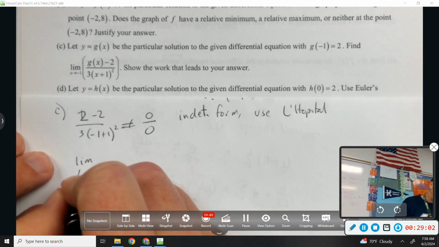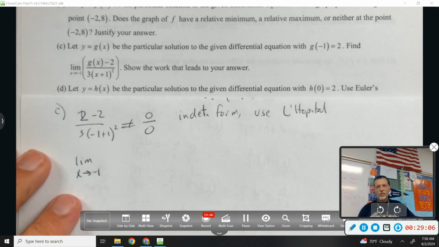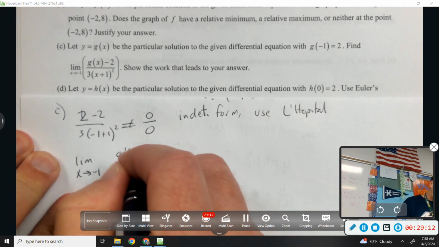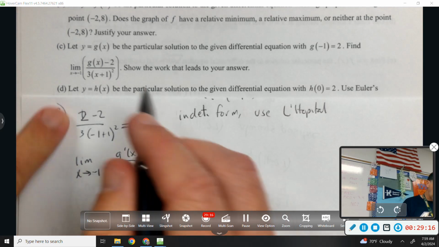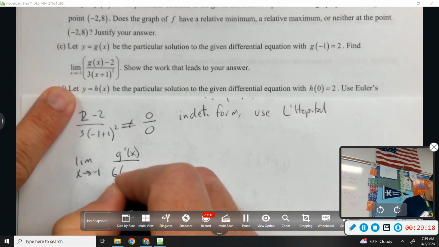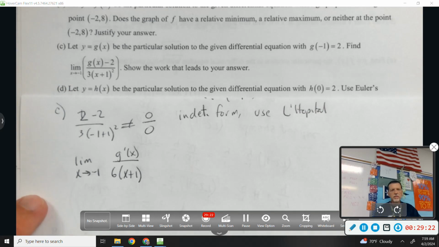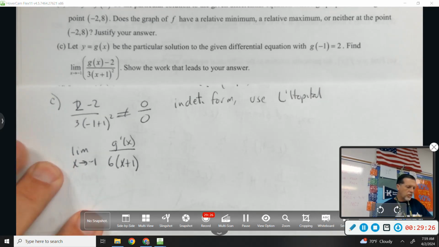So the limit as x approaches negative 1. Again, for a free response question, it's better to show your work, make sure they know what you're doing. g prime of x, let's see what that is. The derivative of 2 goes away, and then in the bottom, 6 times (x plus 1) to the first times the derivative of x plus 1. So let's try again.